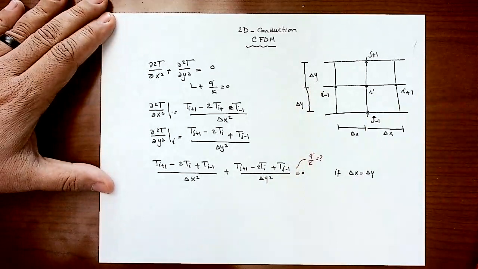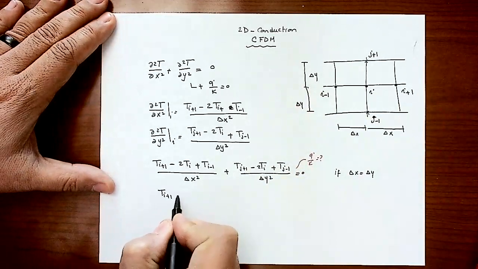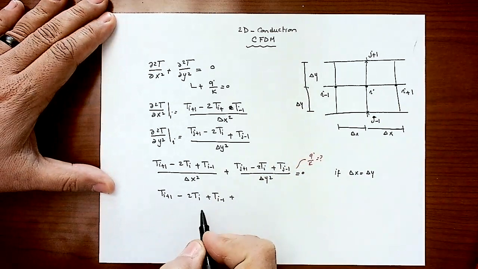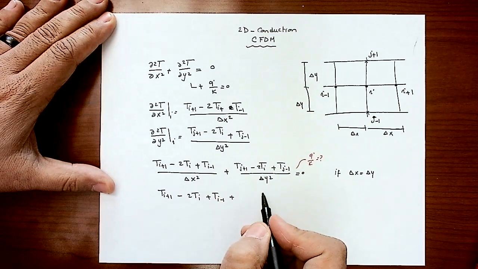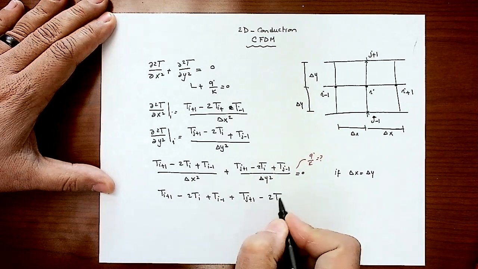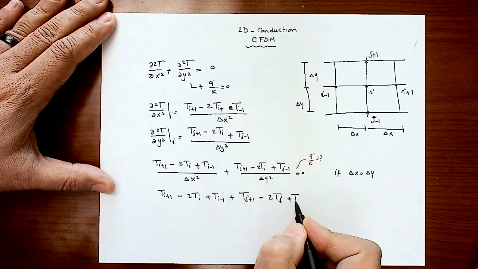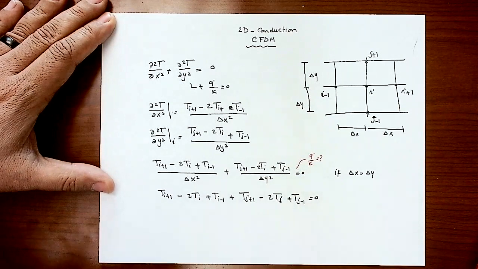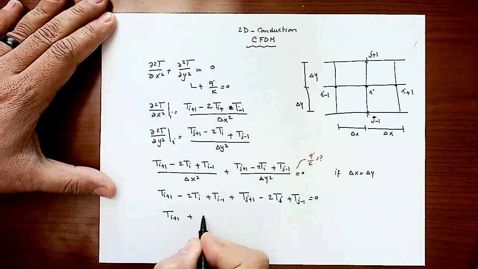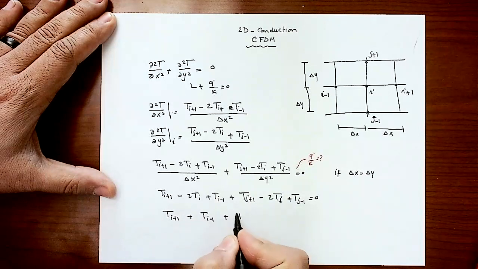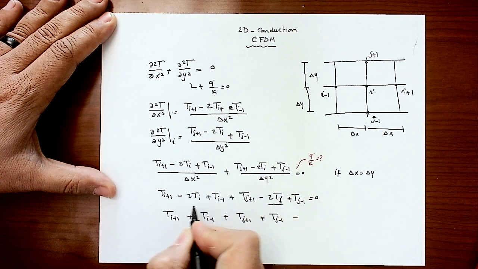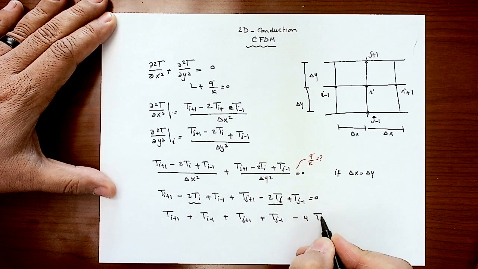So you multiply the equation by delta x squared, you will have T i plus 1 minus 2 T i plus T i minus 1 plus, since delta x squared and delta y squared are equal, it's going to go away, T j plus 1 minus 2 T i plus T j minus 1 equals 0. Let's actually combine the same terms here. You will find yourself having T i plus 1 plus T i minus 1 plus T j plus 1 plus T j minus 1 minus 4 of the node T i equals 0.